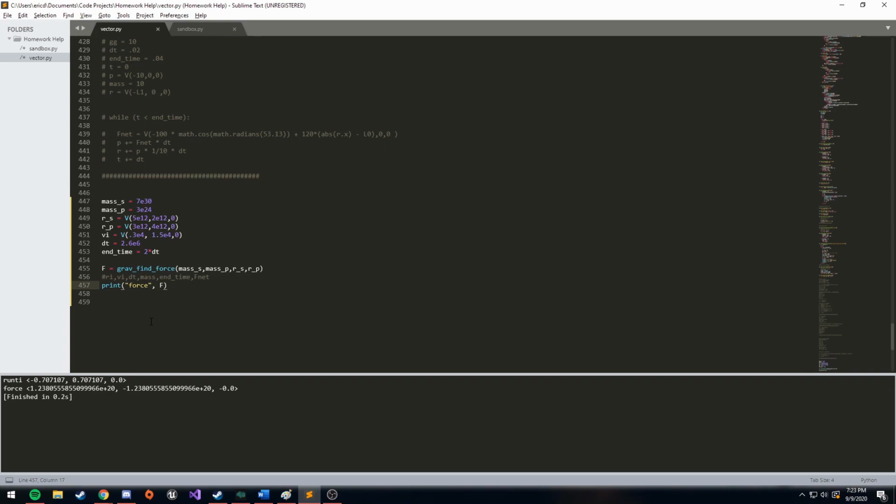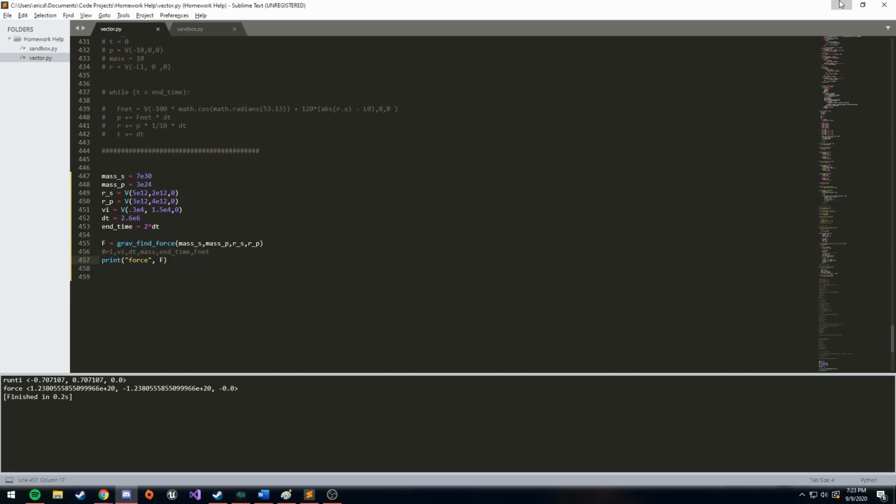I thought the x component is negative. I got positive for the x component, because it's negative in the unit vector, but then you're multiplying by the negative G. Oh yeah, I forgot that negative too.